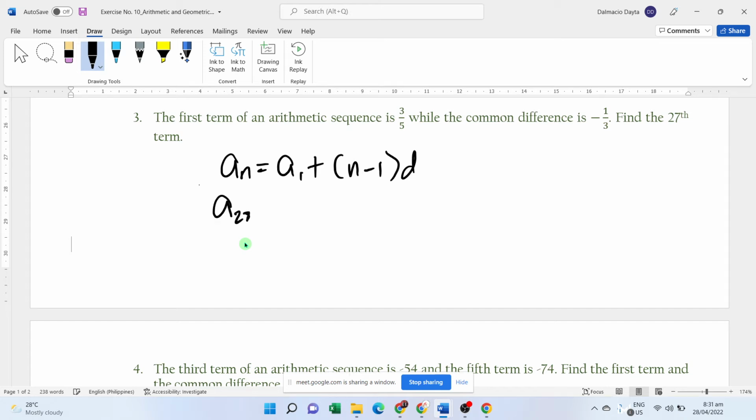Ano yung hinahanap natin? 27th term. So that is a sub 27 is equal to 3/5. That is the first term. Since you're looking for a sub 27, then n is 27. The common difference is negative 1/3. No? So we have 3/5, 27 minus 1 is 26. Tama? 26 times negative 1/3 is negative 26 over 3.